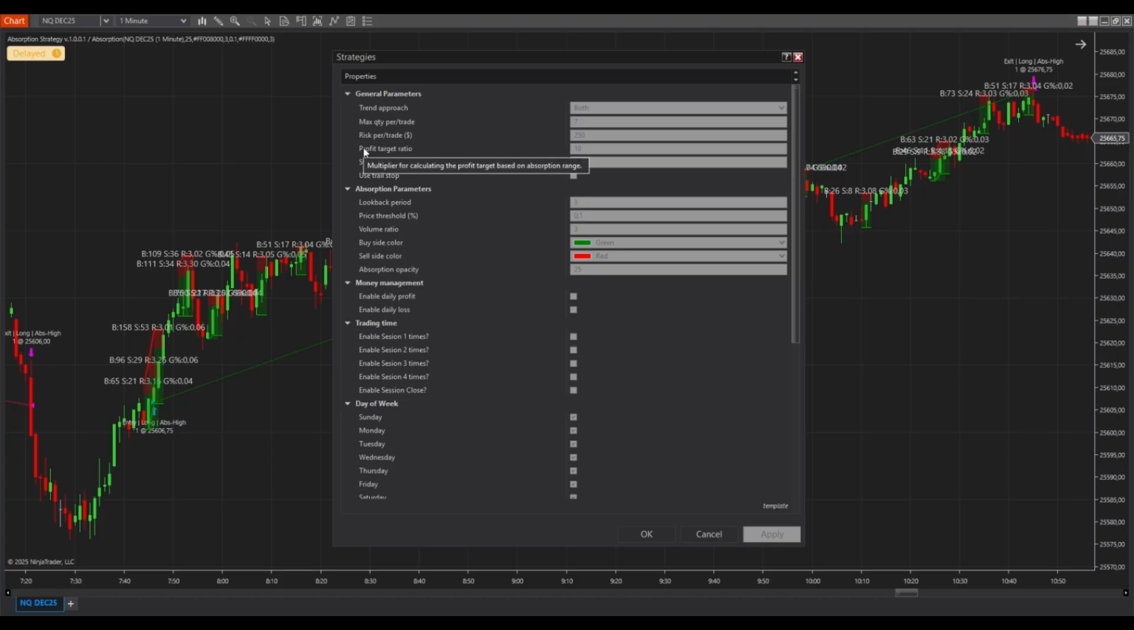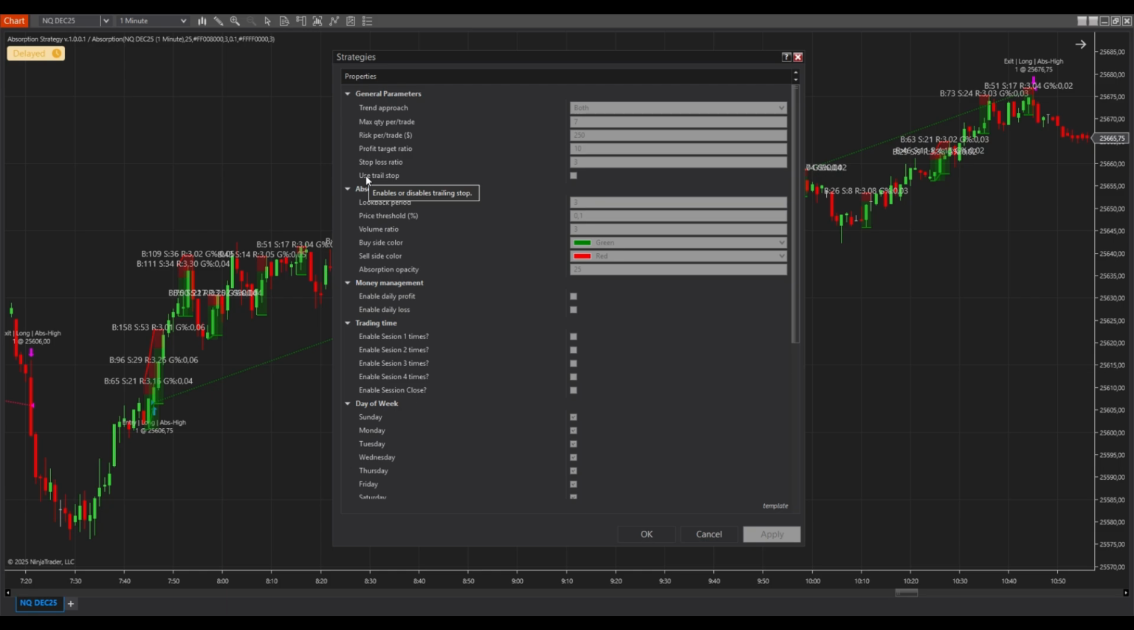Profit target ratio is a multiplier applied to the absorption range to set the profit target. Higher values mean larger targets. Stop-loss ratio is a multiplier applied to the absorption range to set the stop-loss. This determines your risk per trade. Use trail stop enables or disables trailing stop functionality. If trail stop is enabled, trail period sets how many bars are used to calculate the trailing stop level.